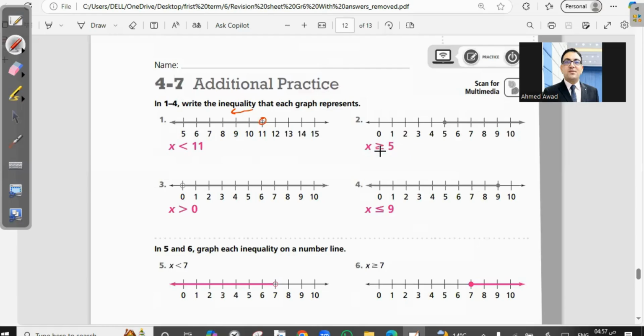Number two, x greater than or equal to 5. This means it will increase, it will move right. So the circle here is going to be closed. Then we can say it's x greater than or equal to what? Equal to 5. And the same in number 3, x greater than 0. So it will move in the right direction, and the circle is going to be an open circle because 0 is not included in the answer here.